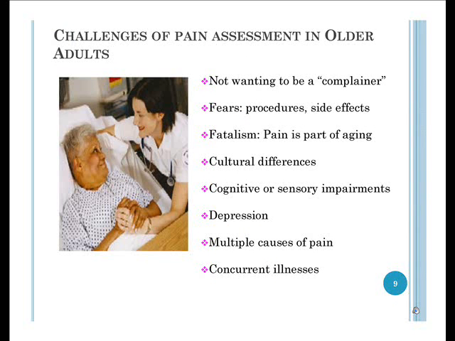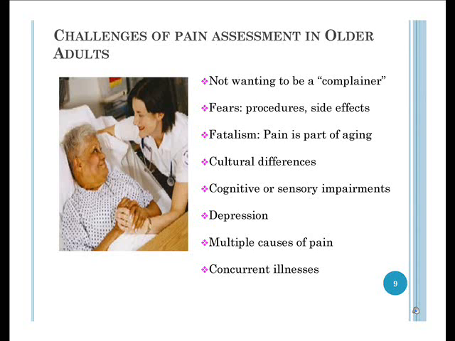There are many challenges to pain assessment that we need to think about when we're gathering information. Many older people don't want to be complainers. They may be stoic and they may not be forthcoming with pain problems. They may be fearful about procedures, side effects that may occur from treatments, being institutionalized in an acute care facility, and so may be reluctant to report pain. Many older people feel that pain is a part of aging and thus has to be accepted, and so may also not report pain problems.